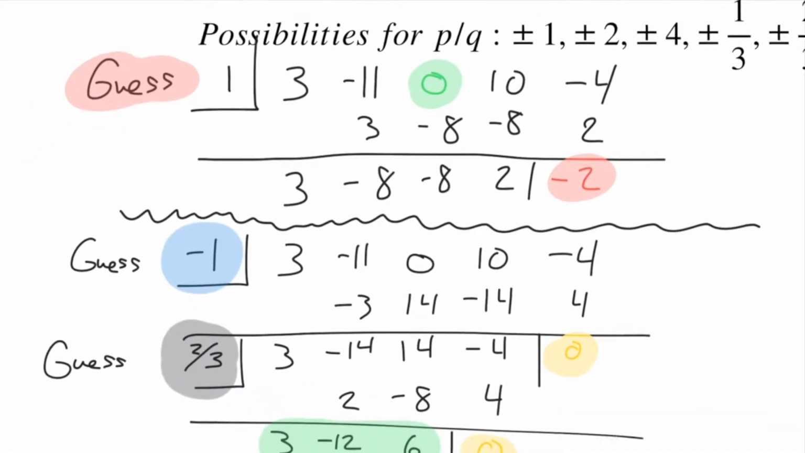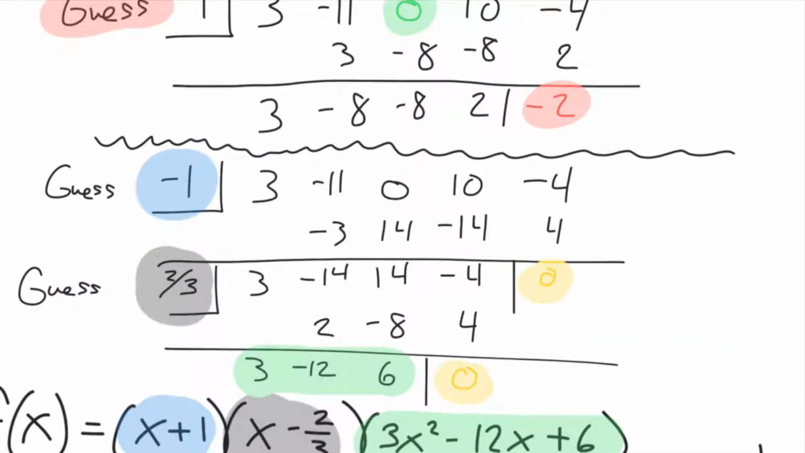Let's guess something else. So let's guess negative 1. All right, bring down the 3, multiply by the zero, add. Multiply by the zero, add. Multiply by the zero, add. Multiply by the zero, add. Woohoo! We get a remainder of 0. That means negative 1 is a zero of the function.